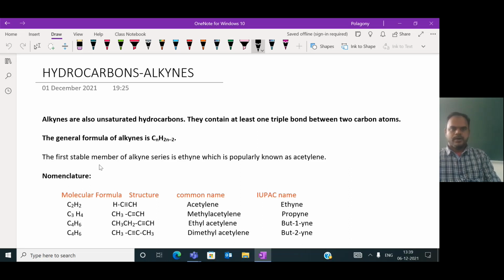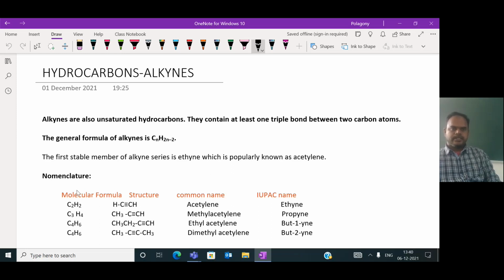The first member of alkynes is ethyne, and the second member is propyne. The first member of the alkyne series is ethyne, which is popularly known as acetylene. Acetylene is the common name of ethyne.